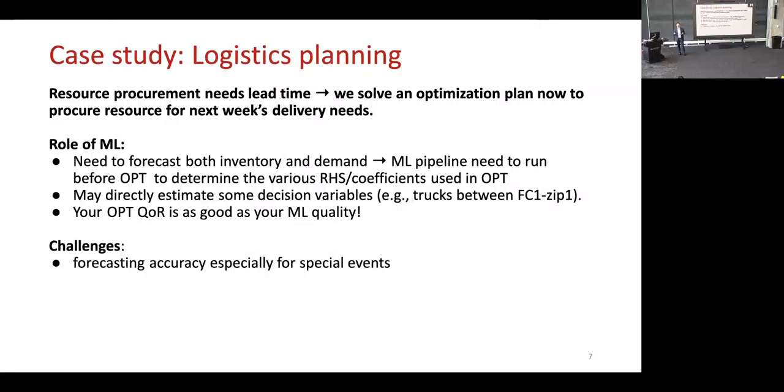Because if you have a lot of demand and you don't have resources on the ground that you procured in advance, people will get their deliveries late. So that's a big problem.